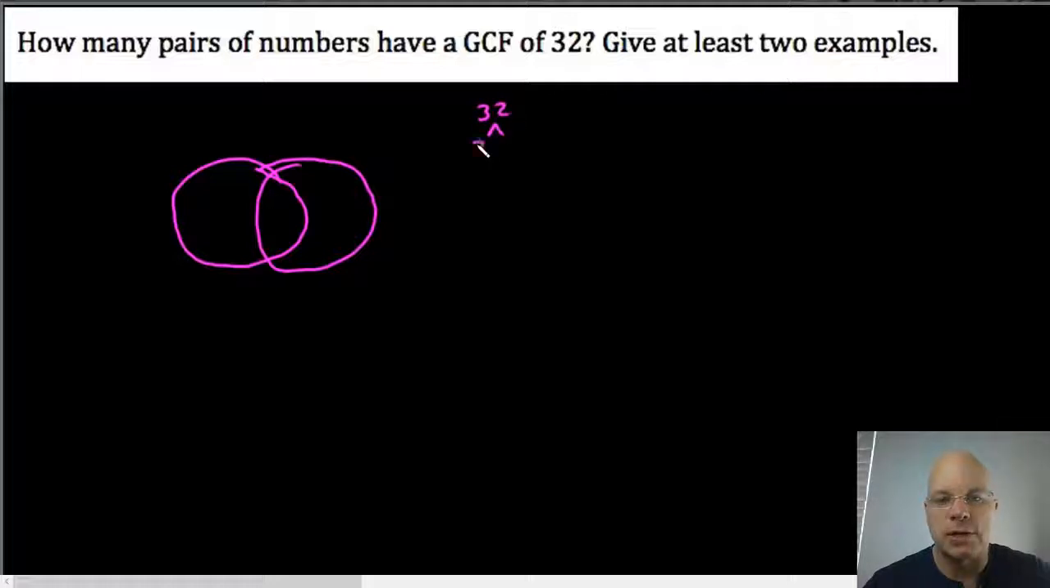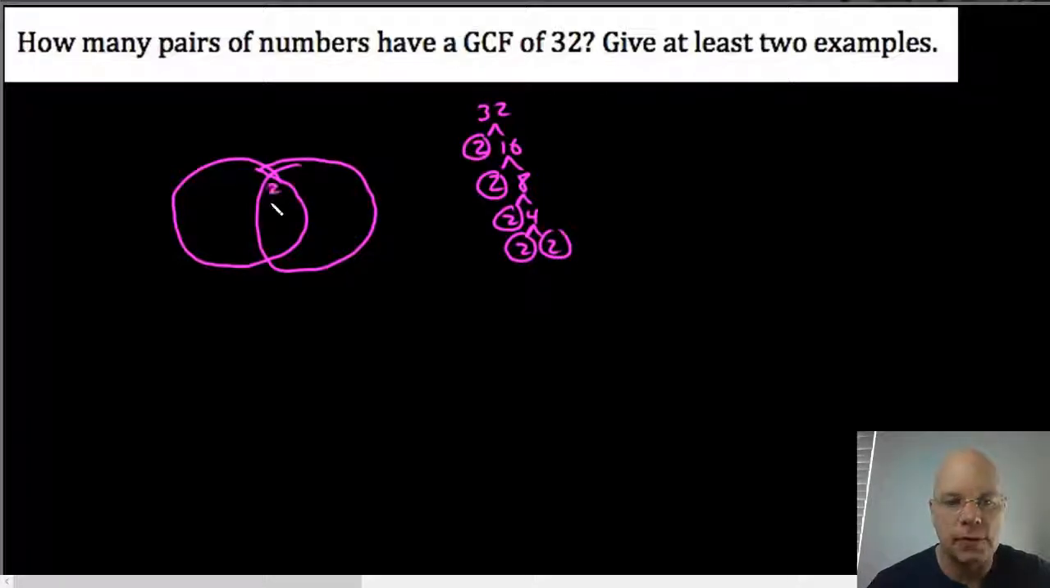32's prime factorization is 2 times 2 times 2 times 2 times 2. It's 2 to the 5th power. That's one that you'll have memorized after you do it a few times. So there would be 5 2's in this intersection for the 2 numbers.